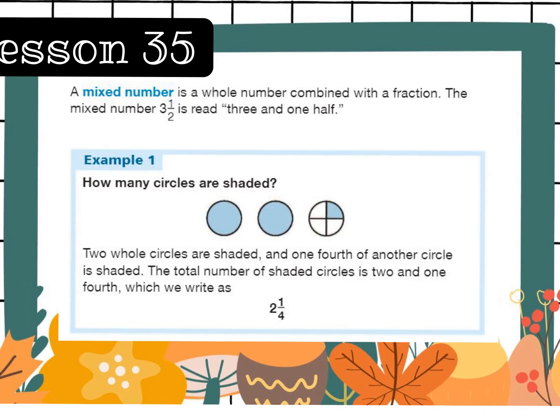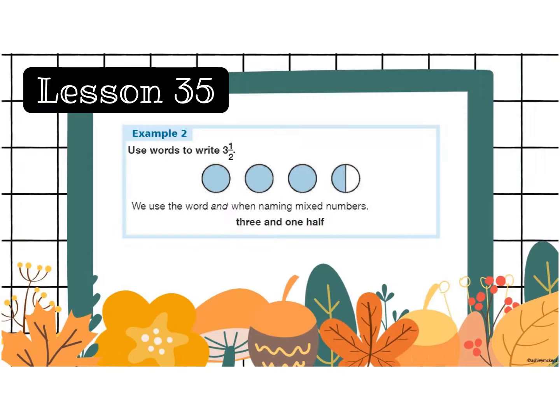So if I look at example 1, it says how many circles are shaded? How many full circles do I have? 2. I have 2 full circles. But what is the fraction of the last circle? 1/4. It's 1 out of 4, right? So the way I would read that diagram or that picture there is 2 and how much? 1/4. So say it all with me. 2 and 1/4. Very good.